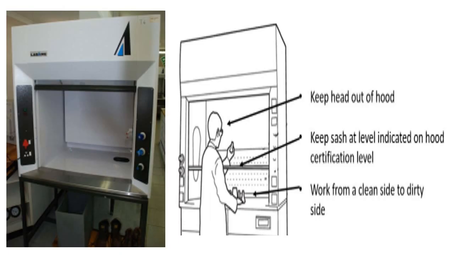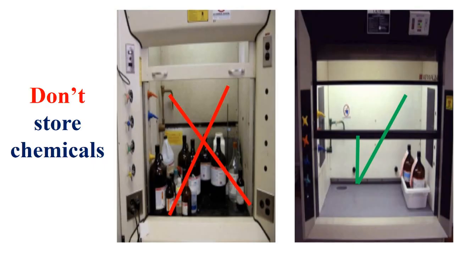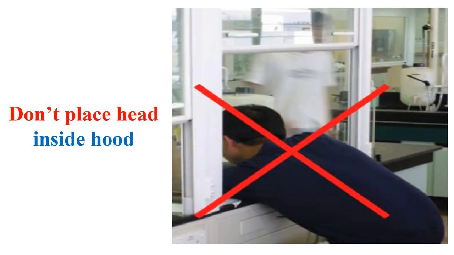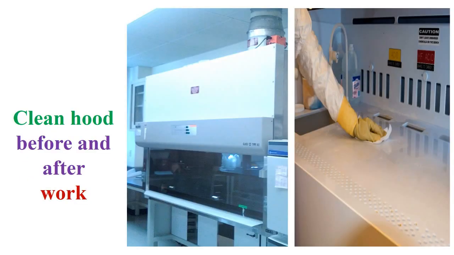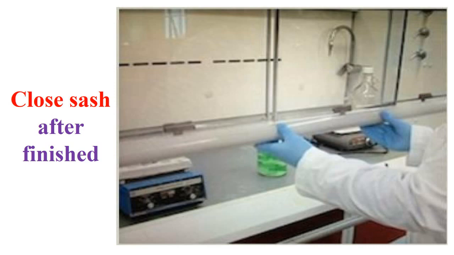Moreover, during work with a chemical fume hood, keep the sash at the level indicated on the hood certification, and keep your head out of the hood, then work from the clean side to the dirty side, and don't store chemicals inside the hood. Additionally, don't place your head inside the hood. And once the alarm runs, stop work. Furthermore, clean the hood before and after work, and after finishing, close the sash.